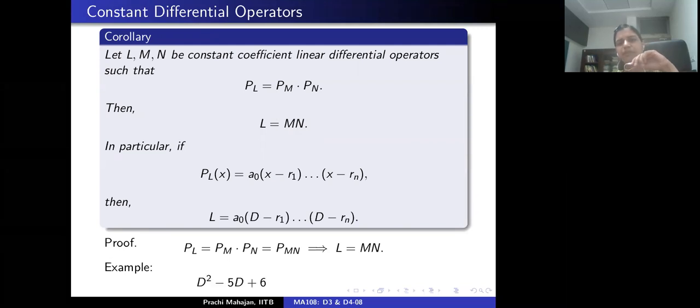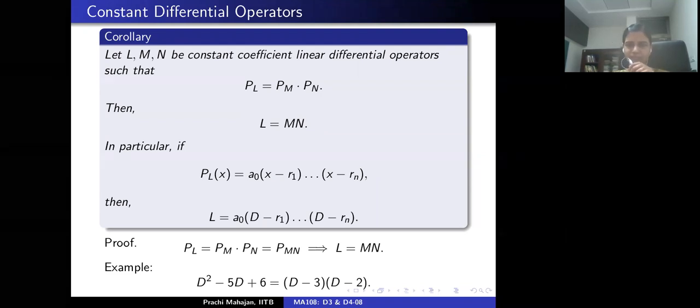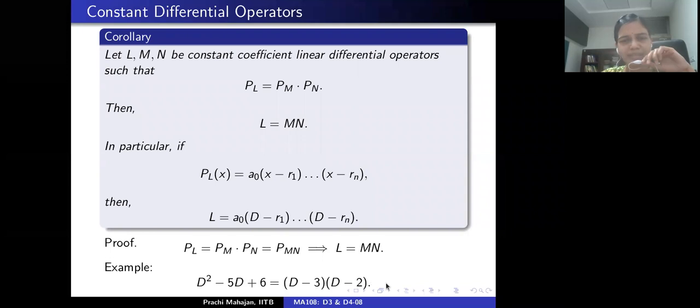But let's see an example. For example, if the operator L is D squared minus 5D plus 6, this is the same as the operator (D minus 3) times (D minus 2). See, this is only an order 2 operator, so it seems like there is not much simplification. But we'll see in examples that the factorization really helps when you're solving differential equations. We'll see examples, maybe in another 5 minutes or so. Maybe I've been promising examples for over an hour now, but we will definitely see some examples.